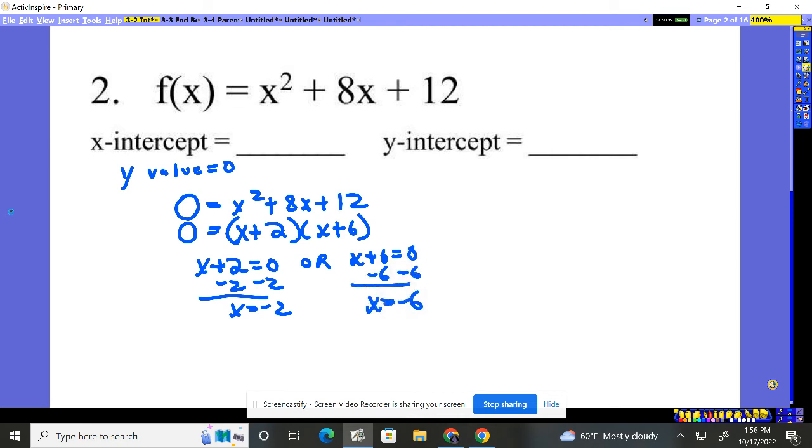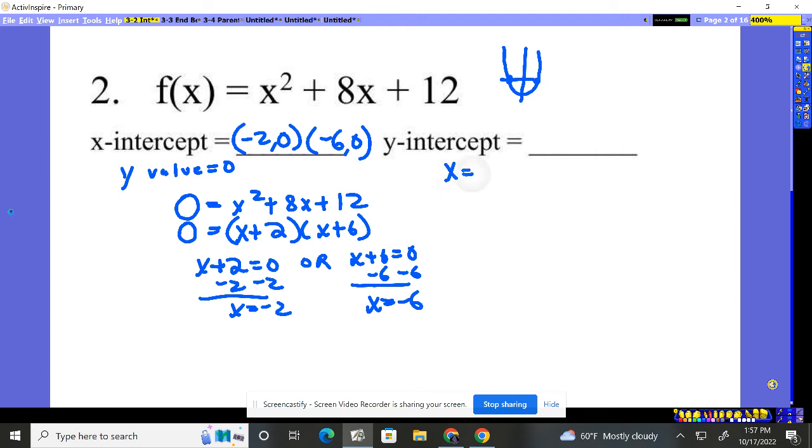So this guy crosses at (negative 2, 0), and then he's also crossing when x is negative 6, (negative 6, 0), because it's a parabola. Think about it. It comes down, swings, and hits in two spots. In this case, it hits on the left of it because it's hitting at negative 2 and negative 6. All right, let's go to the y-intercept.